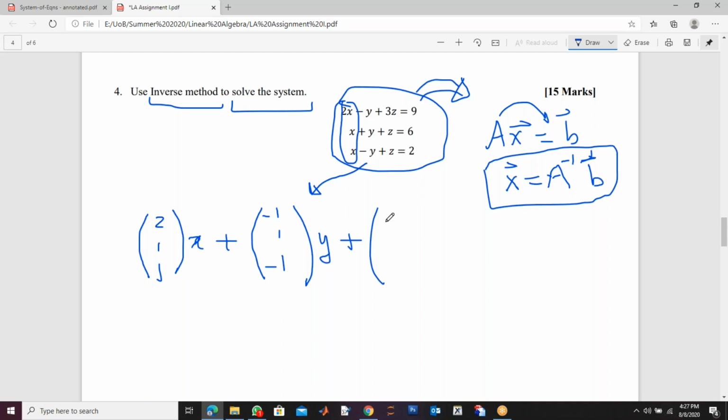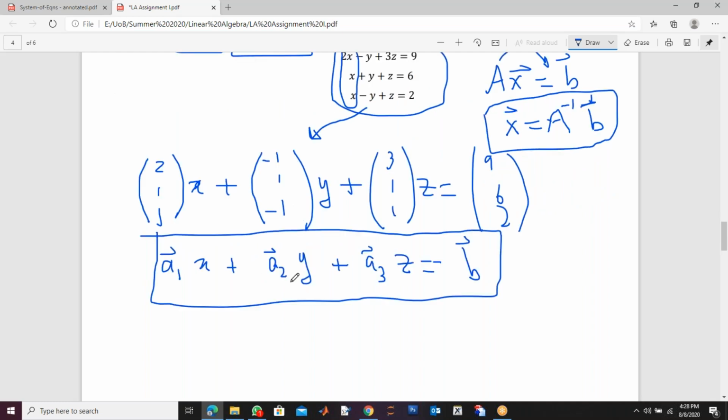Z is equal to, I can call the right hand side b. This is called the vector equation. What I wrote here from the system is called a vector equation, where a1, a2, a3 are all vectors and b is also a vector, and x, y, z are your unknown variables. This is called a vector equation. Okay, how do we get the matrix equation?